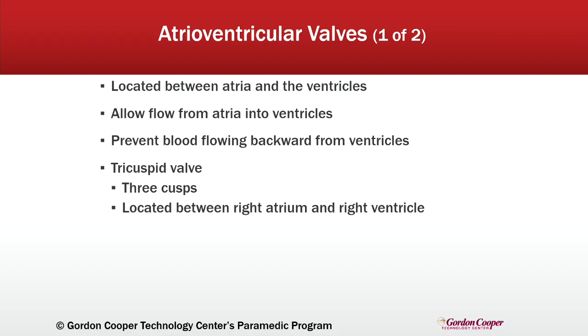One of these valves is the tricuspid valve. It's called the tricuspid valve because it has 3 flaps or cusps. You'll find it between the right atrium and the right ventricle.